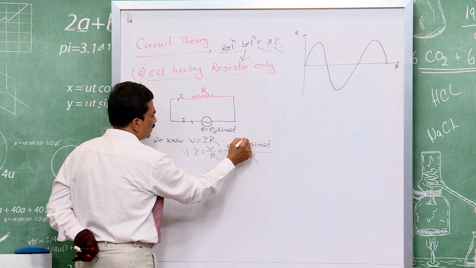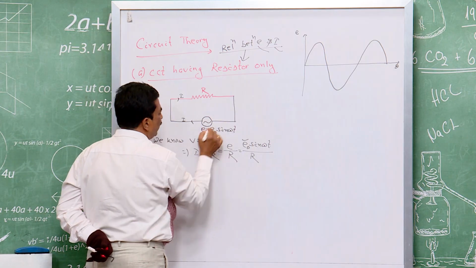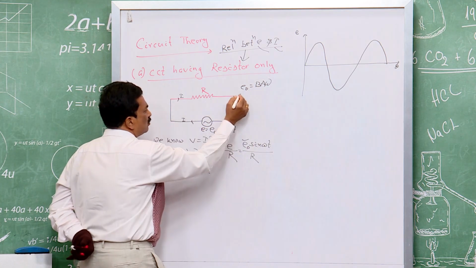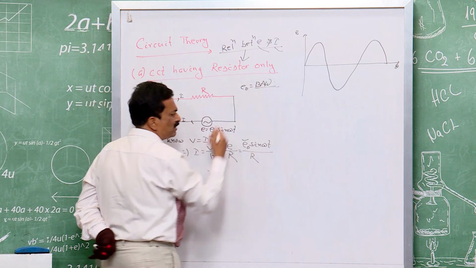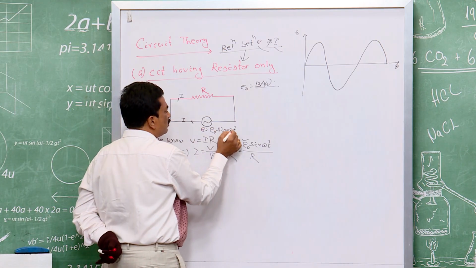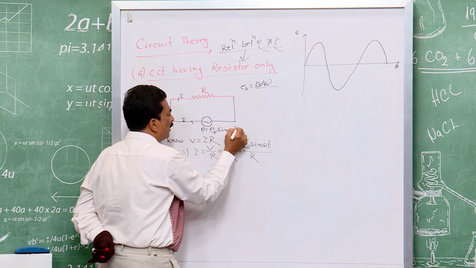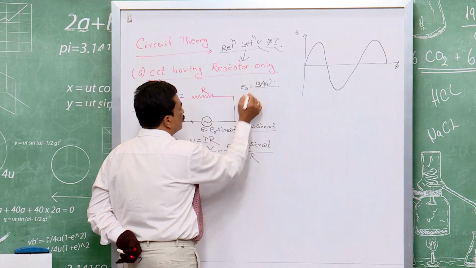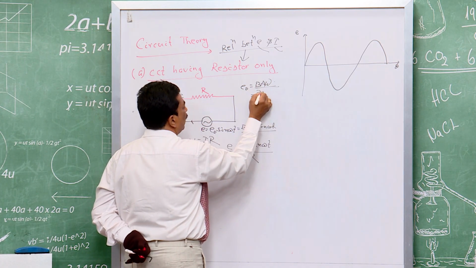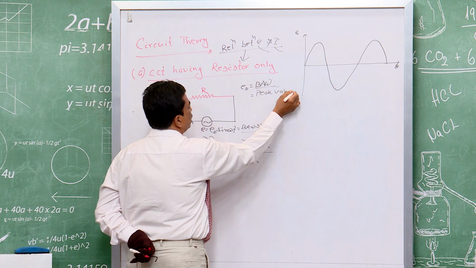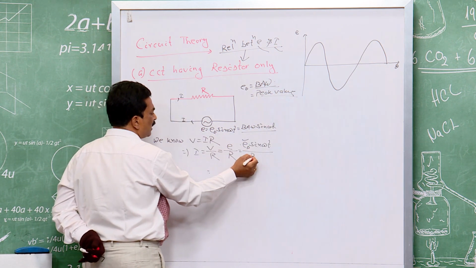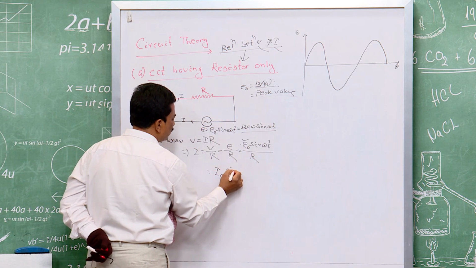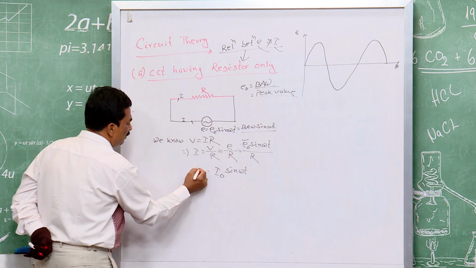I is equal to this much. E0 is the peak value. As we said, E is equal to E0 sin omega t, where E0 is equal to BAω. So E is equal to BAω sin omega t. This BAω is the peak value, which is a constant. R, the resistance, is also a constant. So E0 by R is again a constant, and that is equal to I0 sin omega t.